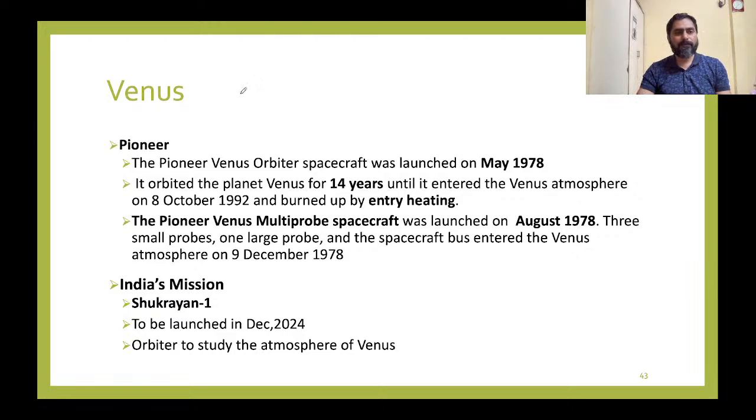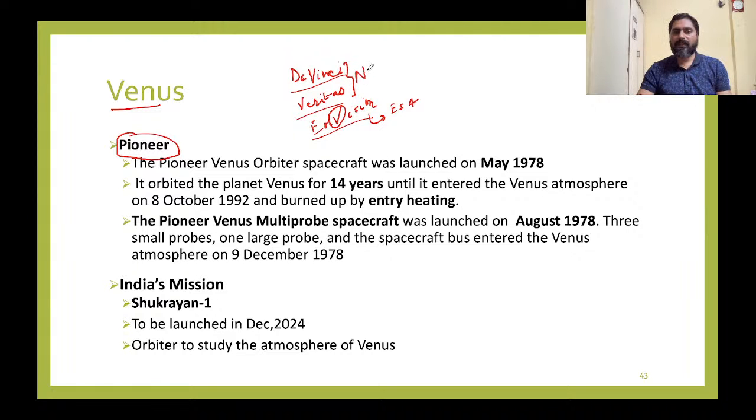With respect to Venus, Pioneer was an old mission that is not very important, but the latest missions that you should know are DAVINCI, which will be a mission of NASA. Then we have the VERITAS mission, which will be sent by NASA only, and then we have the EnVision mission. This mission is of ESA, that is, the European Space Agency.